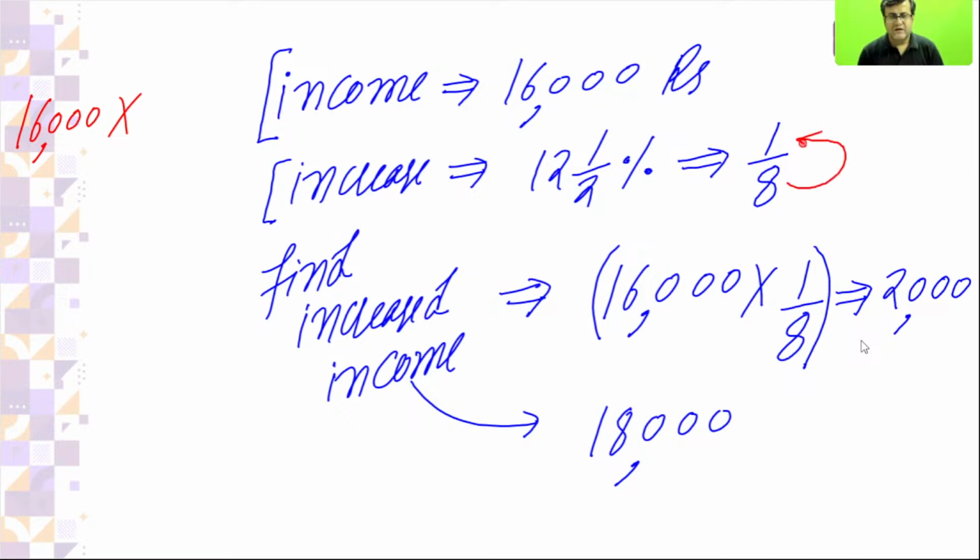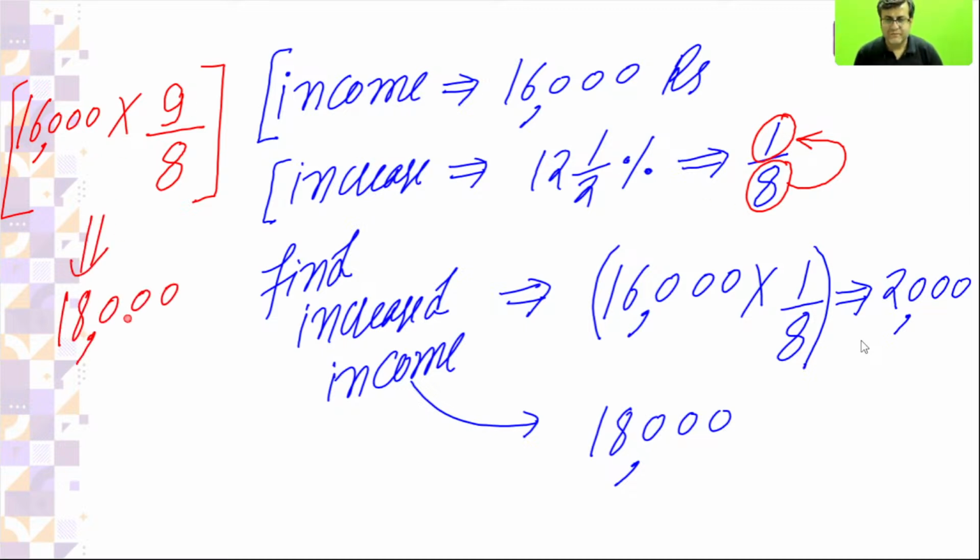Listen carefully. Either directly you could find 1/8 increase, which means 8 is the value already, and with 1 increase the value will become 9. 1/8 increase means in 8, 1 increases, so the value will become 9/8. So 8 2s are 16, 9 2s are 18,000. This is the direct way. The other is step by step.